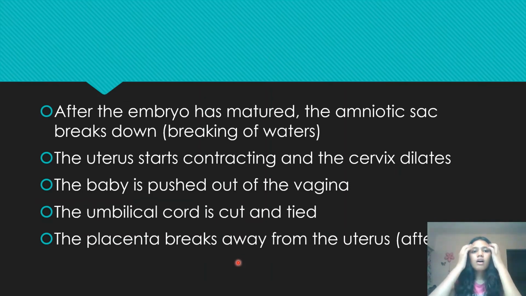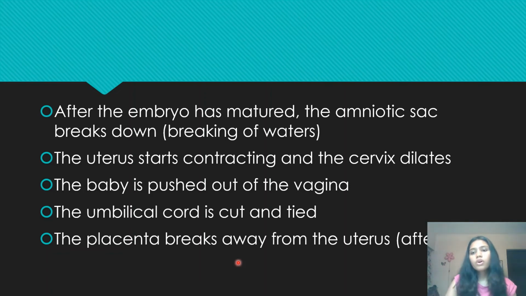Okay. Now this is basically labor and after birth. So after the embryo has matured, okay, and it's become a fetus, then a baby is formed. Now this is basically labor. What happens is the amniotic sac breaks down. So now in the uterus, the baby is held in an amniotic sac. There's a sac that holds the baby, and the amniotic sac contains amniotic fluid, which is amnion.